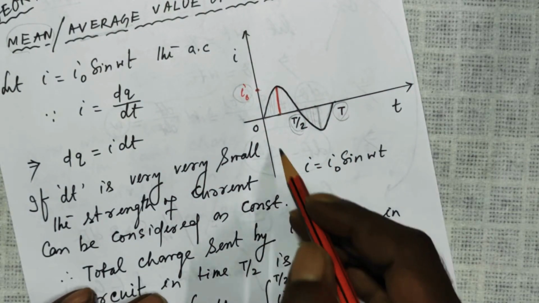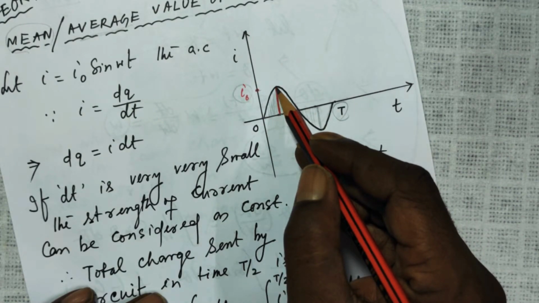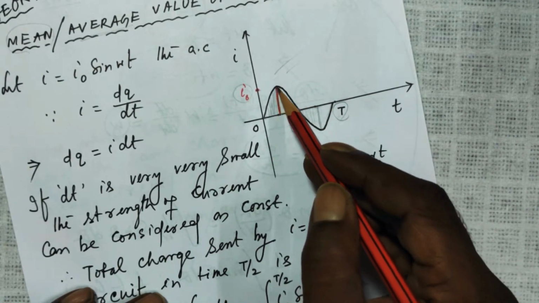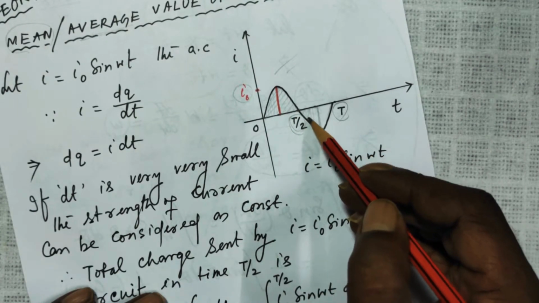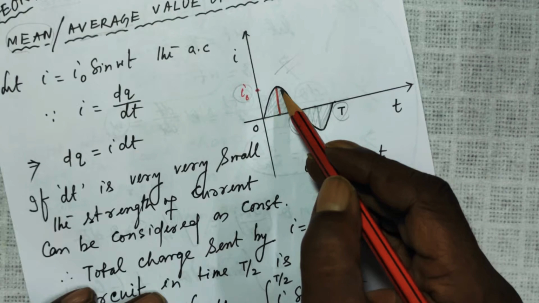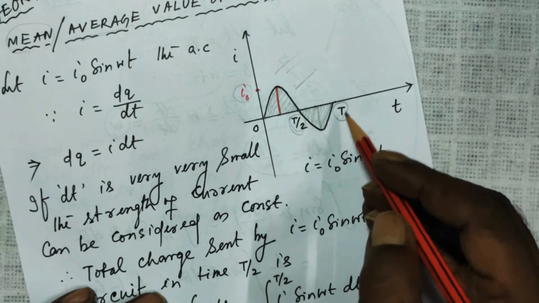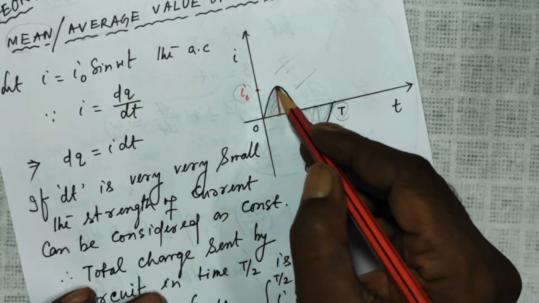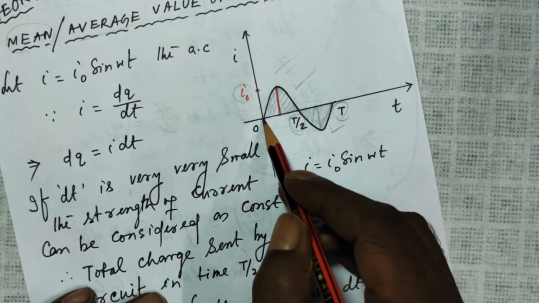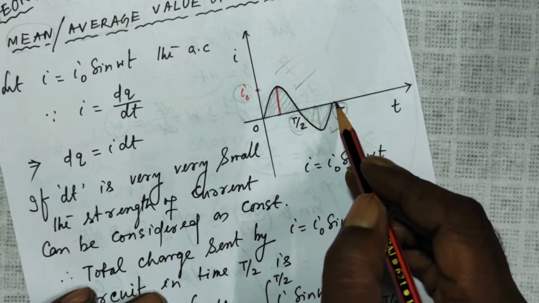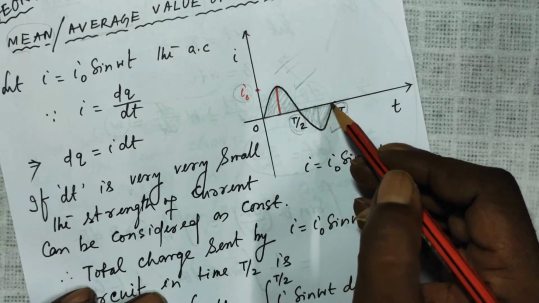So if you look at the whole cycle from here to here, the amount of current on the positive side is this much, and the same amount on the negative side. This area is the same as this area. This is on the positive side, this is on the negative side. So if you consider the average value of alternating current over the complete cycle, it is 0, because we have the same amount on the positive side and the same amount on the negative side.